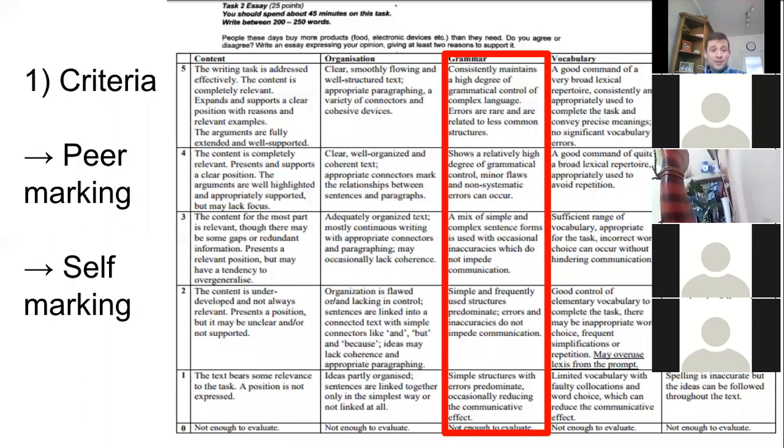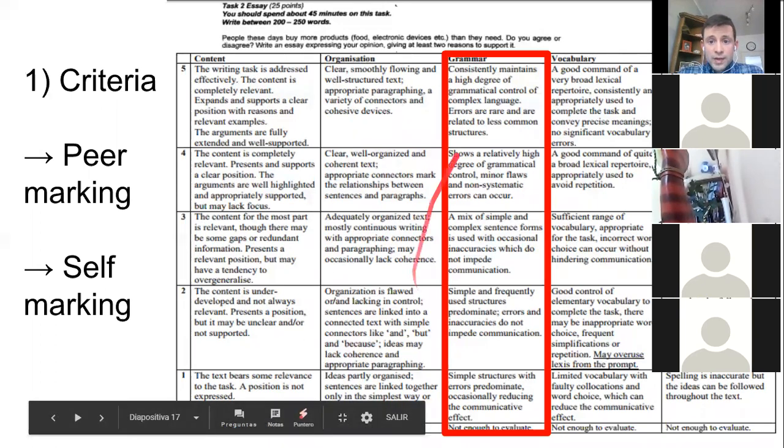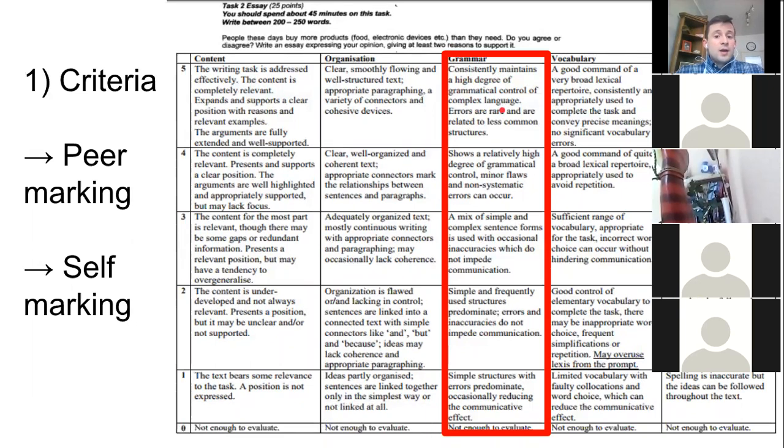It's not a revolutionary idea, again, but give them the criteria. It shouldn't be a secret. How can students know what is expected of them if they don't know how they're being assessed? So we need them to realize that they have to consistently maintain a high degree of grammatical control of complex language. And then when they're doing practice writings, they should be underlining the different tenses, the different structures for grammar, and they could be doing this for their own work or marking their peers' work, marking each other's work.